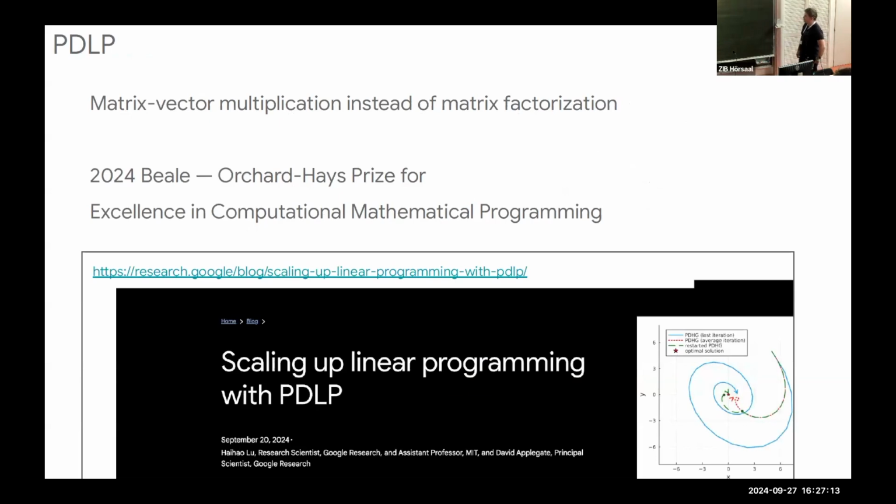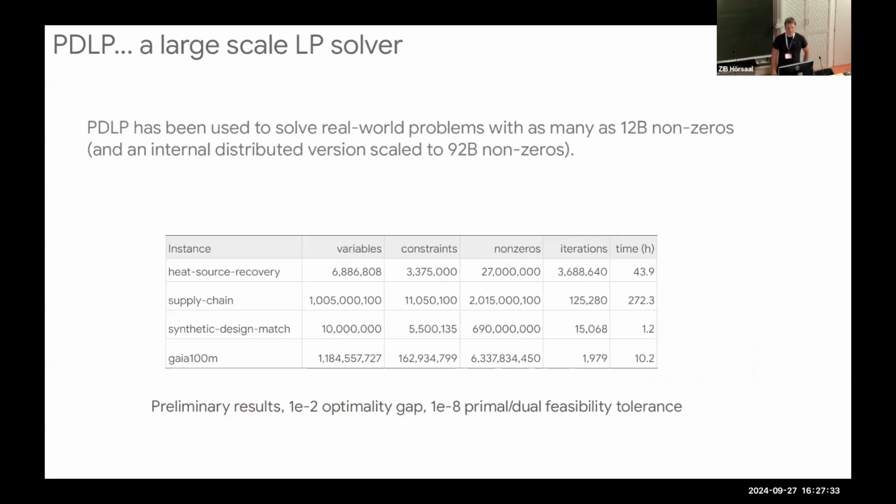The first is PDLP. This stands for Primal Dual Hybrid Gradient for LPs. This is the brainchild of David Applegate and his colleagues. And this is, I would say, the largest scale LP solver currently available. It just received a very prestigious award for all of this work. To give you a notion of how big the LPs are that we can solve, the team has experimented with solving up to around 100 billion non-zeros in a distributed version.